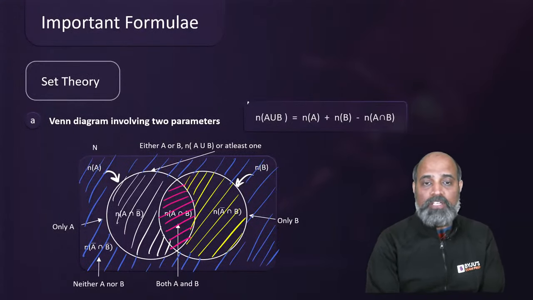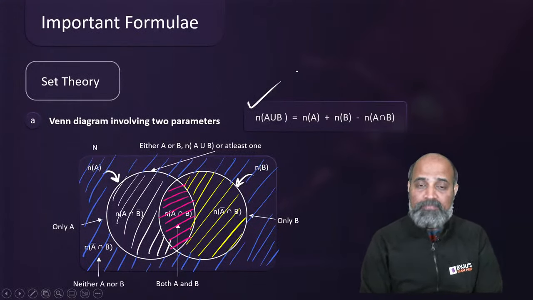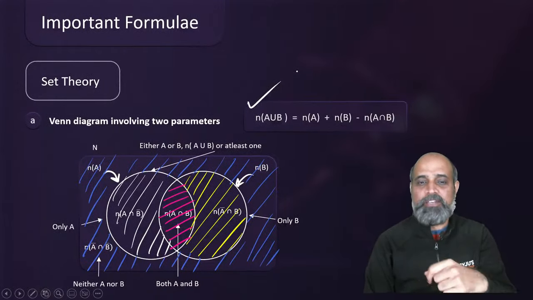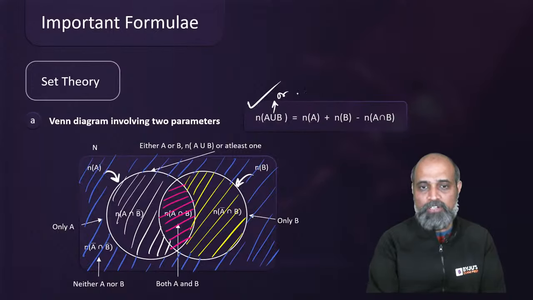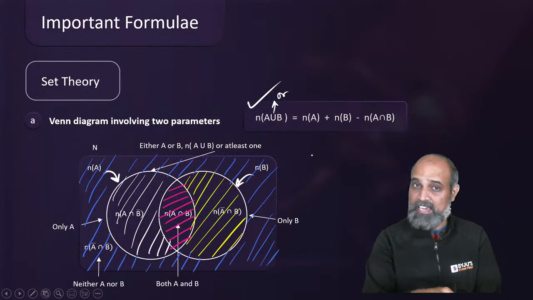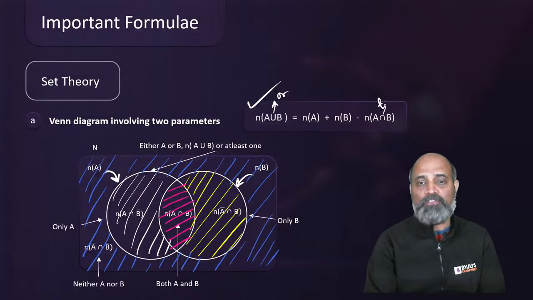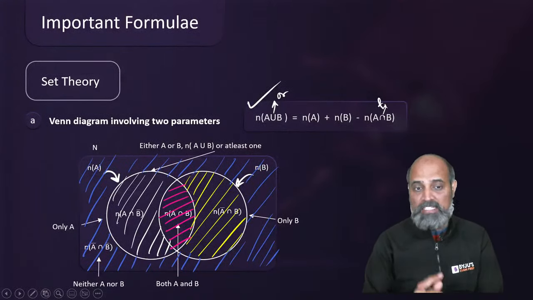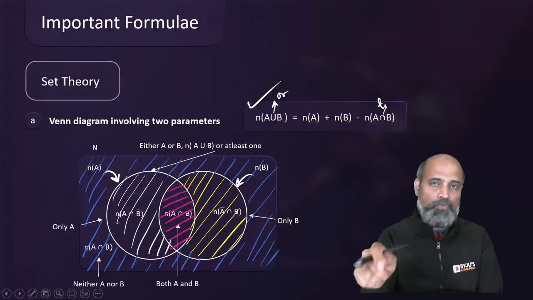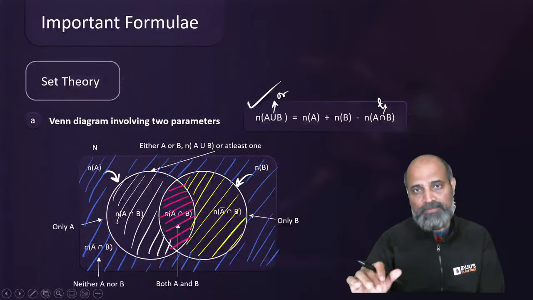So the formula that we have, De Morgan's theorem, is: number of elements in A union B, where union stands for OR, is the total number of elements in A plus the total number of elements in B minus the total number of elements in A and B. That is, the total elements in the pink region, you need to subtract once.